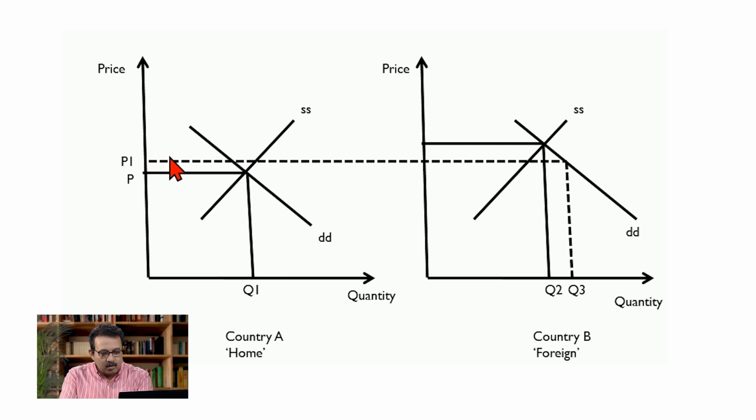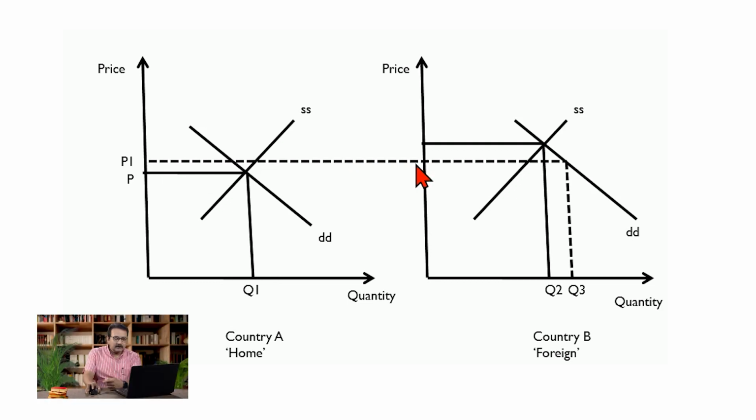Now extend this price line to check what is happening in the foreign country. The foreign country is having excess demand of this amount. So the bottom line is that when the price goes up a little bit, the home economy is having excess supply and the foreign economy is having excess demand. This excess supply is going to be matched by the excess demand of the foreign country. So there is a possibility of trade when the price is P1.